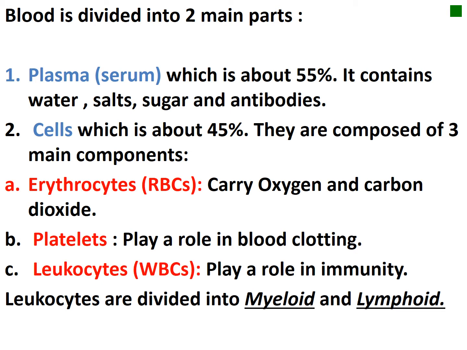They are composed of three main components: erythrocytes, the red blood cells, the job of these is to carry the oxygen and carbon dioxide; platelets, which play a role in blood clotting; and the leukocytes or white blood cells. They play a role in immunity. These leukocytes are divided into myeloid and lymphoid.